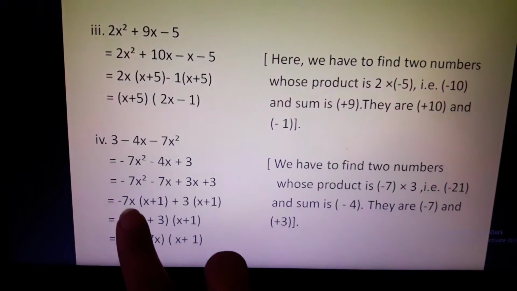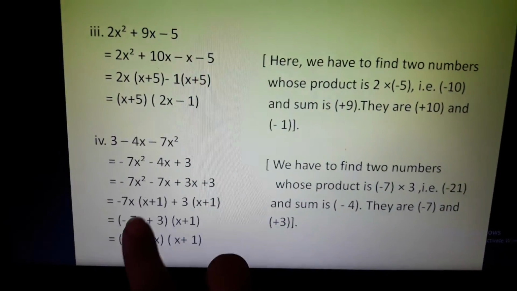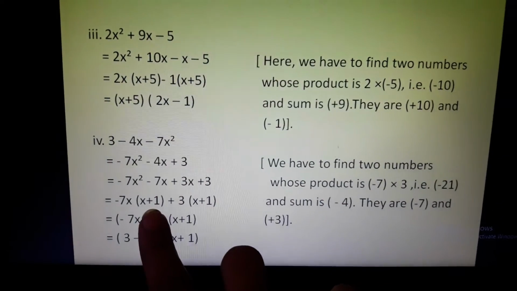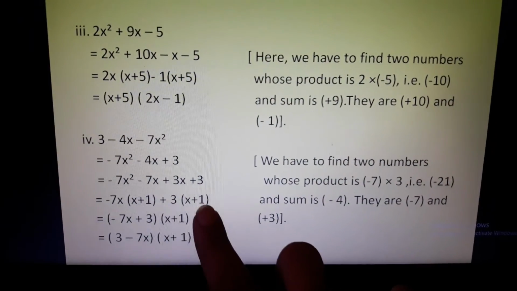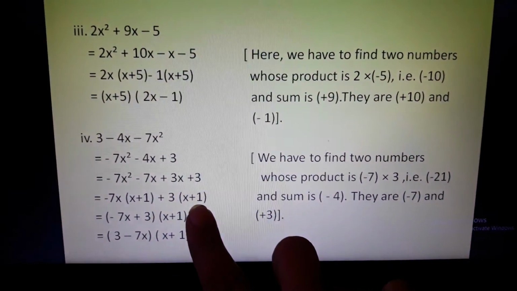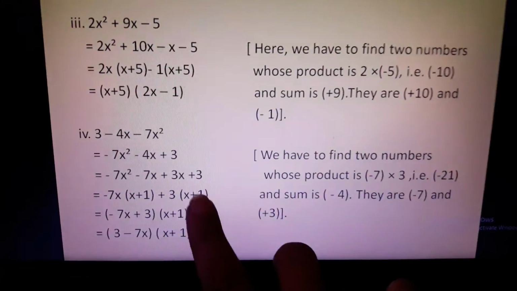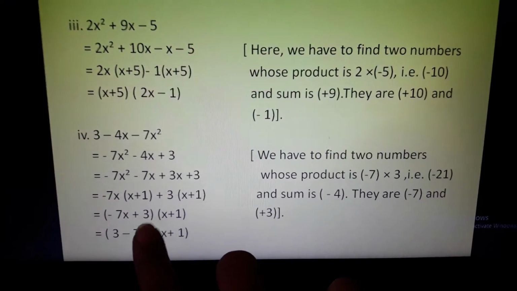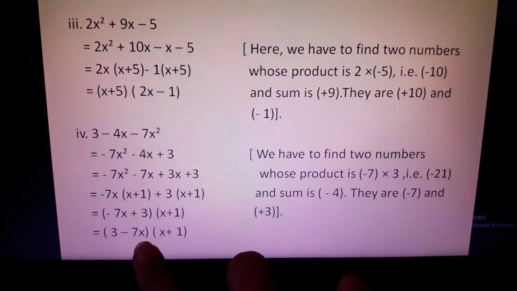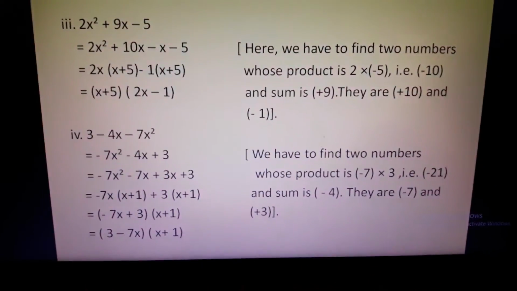Now we will take common. From the first two terms we have taken minus 7x common, so in the bracket we get x plus 1, and from the last two terms we have taken plus 3 common, so we get x plus 1 in the bracket. Now from this term and this term we have taken x plus 1 common, so we get minus 7x plus 3 in another bracket. So the factors are 3 minus 7x and x plus 1.